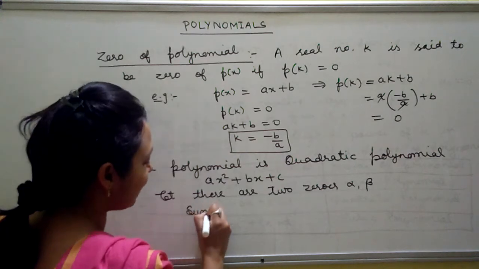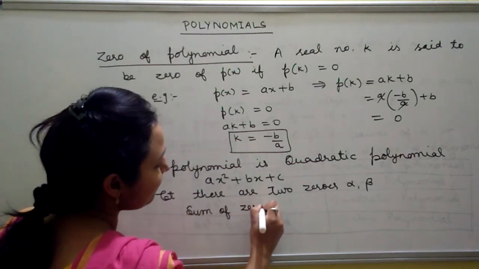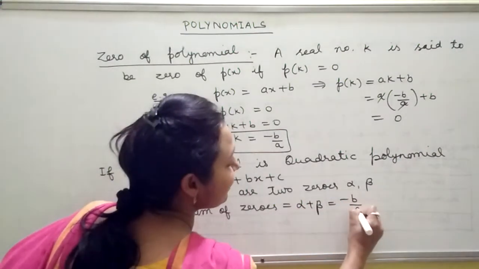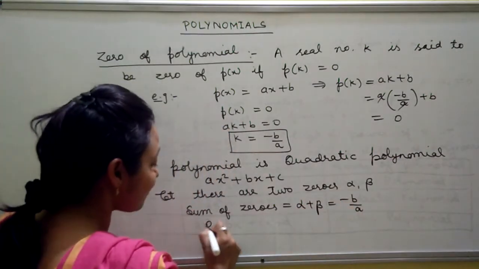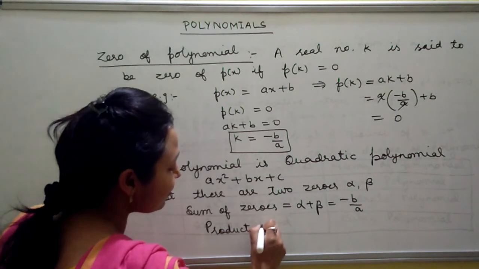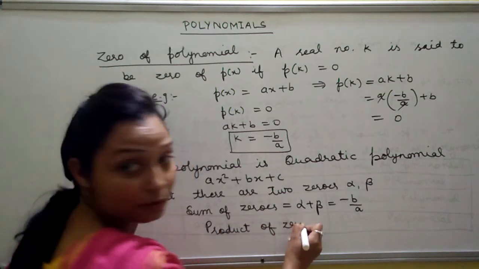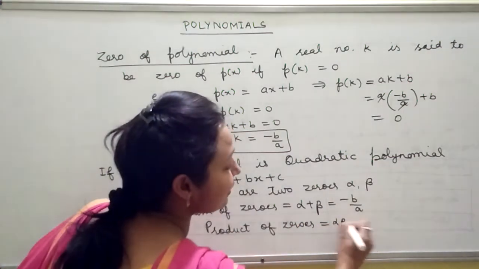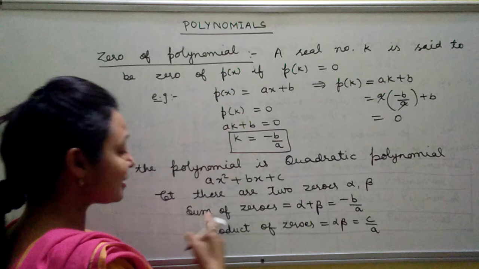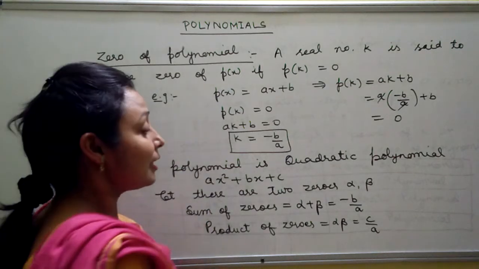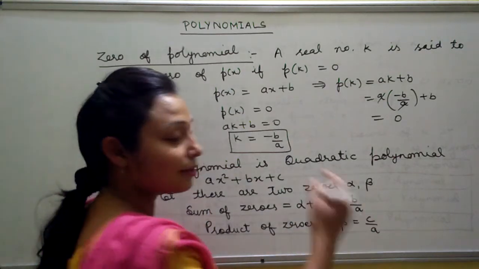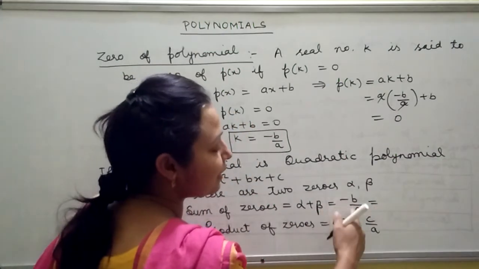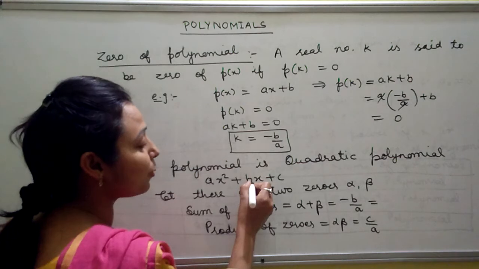Sum of zeros, that is alpha + beta, is always minus b upon a. Product of zeros, alpha into beta, is c upon a. So this is the sum of zeros and this is the product. These two values we have to use for finding the equations. When we use minus b upon a, this minus b is the coefficient of x.